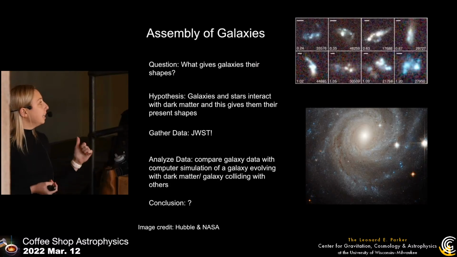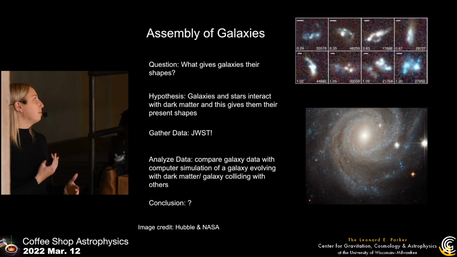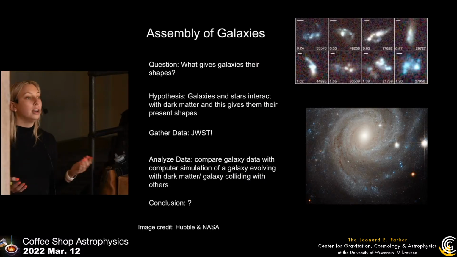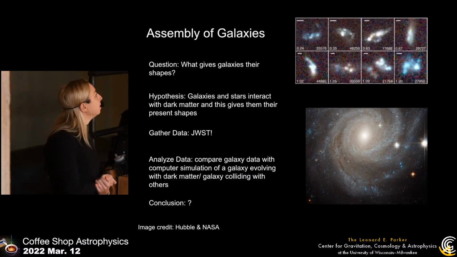So gathering data, that's what the James Webb will be great at. And then once we have that data, we can analyze it by comparing the observed data from the James Webb to different computer simulations that Alex actually showed before of a galaxy evolving with dark matter or a galaxy colliding with other galaxies, and see which one best matches that observational data that we'll get from the James Webb. And conclude whatever we can conclude from there.